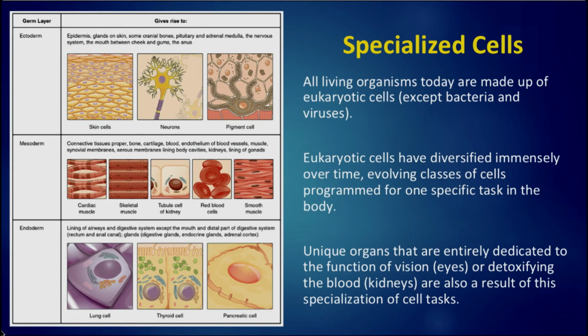All living organisms today are made up of eukaryotic cells, except for bacteria and viruses. That is to say, all plants and animals. Eukaryotic cells have continued to differentiate over time, evolving different classes of cells programmed for specific tasks in the body. Unique organs that are entirely dedicated to the function of vision, such as eyes, or detoxifying the blood, like kidneys, are the result of this specialization of cell tasks.